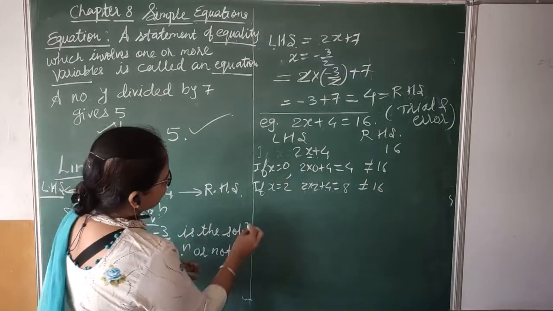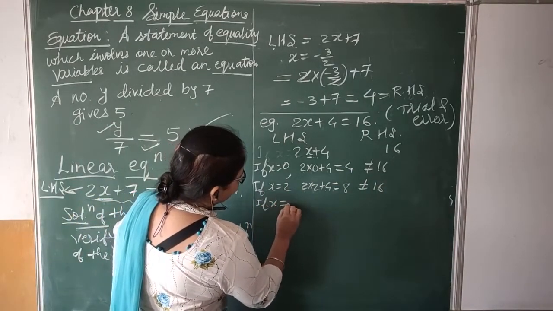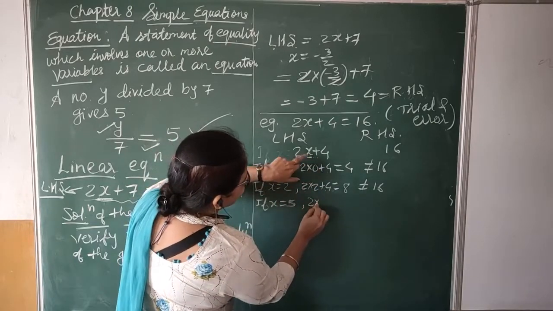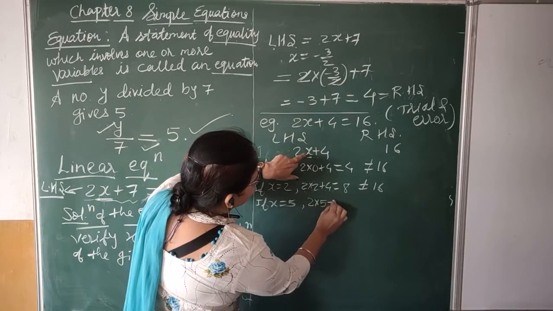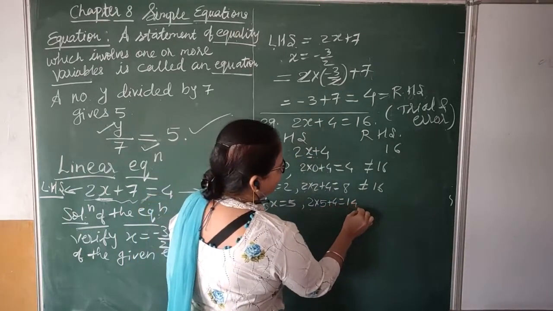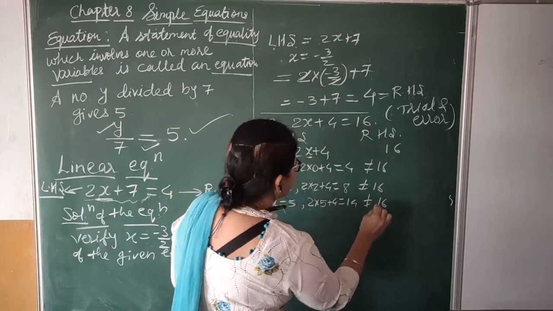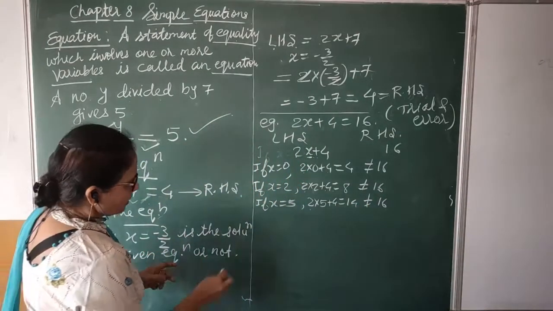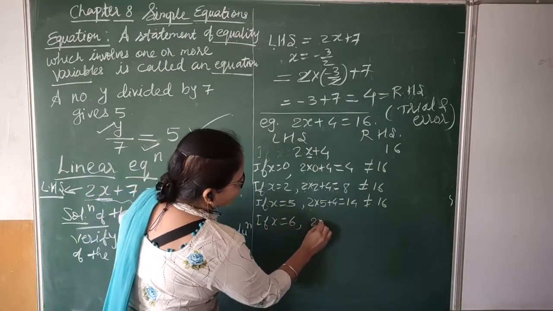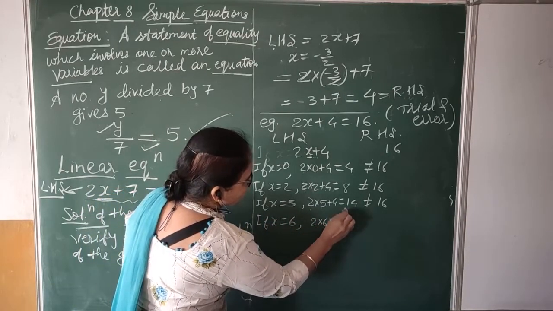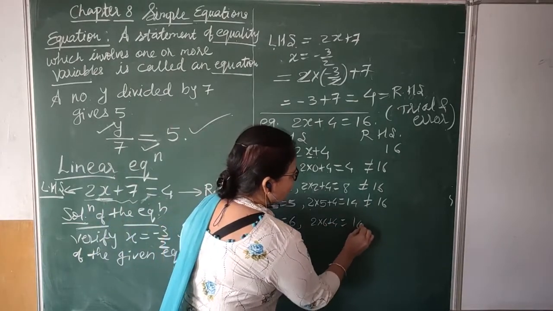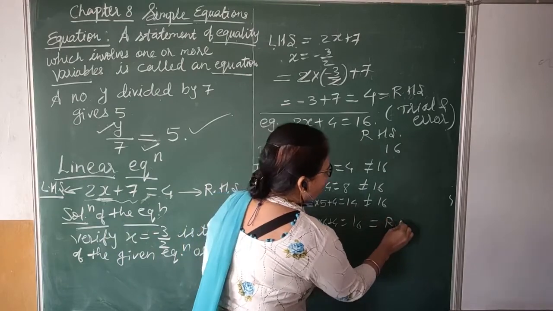Now let's put x equals 5. Let's see now. 2 into, in place of x, put 5 and simplify. 2 fives are 10. 10 plus 4, 14. It is again not equal to 16. Now let's try if x is equal to 6. Now 2 into 6 plus 4. Let's simplify. 2 sixes are 12. 12 plus 4, 16. Yes. 16 is equal to the RHS.